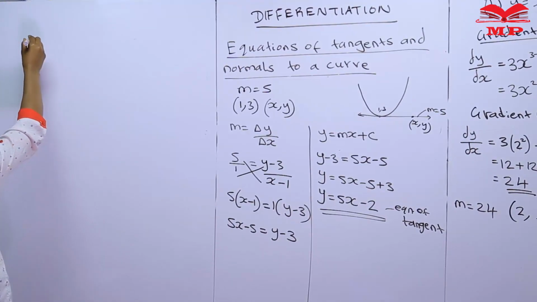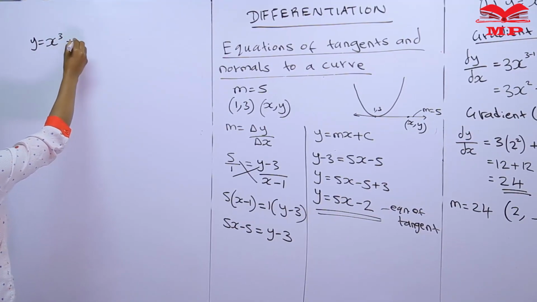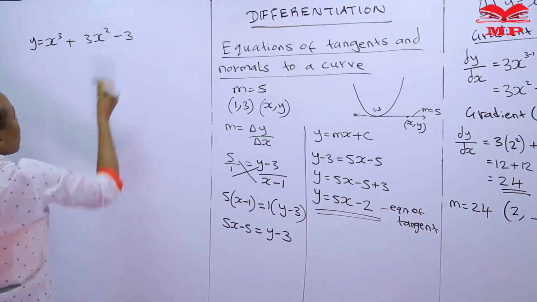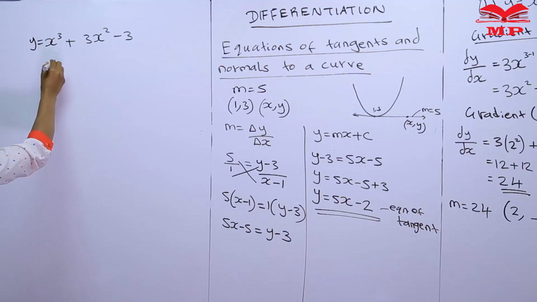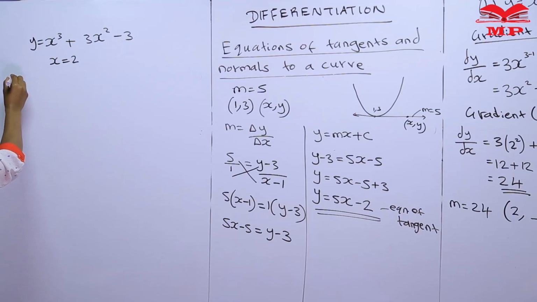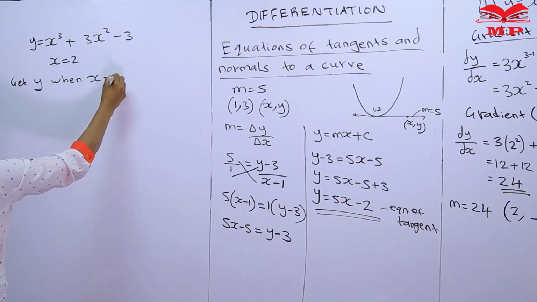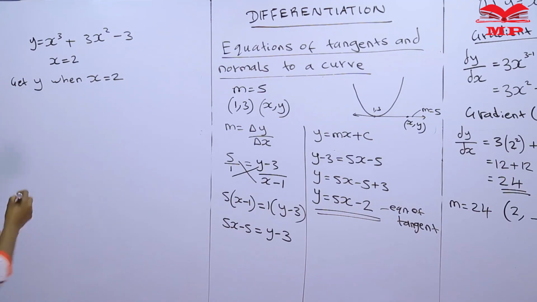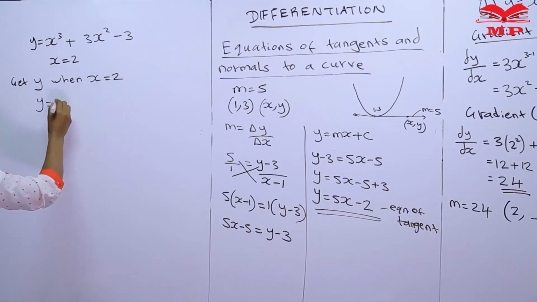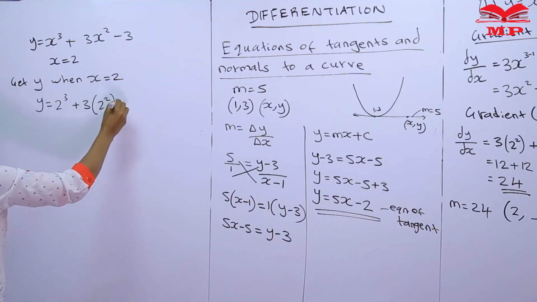We simply say our equation is y is equal to x cubed plus 3x squared minus 3, and we have the point x is equal to 2. So we want to get y when x is equal to 2, so that we can get that coordinate. So we simply say our y will be equal to x cubed, which is 2 cubed, plus 3 times 2 squared, minus 3.